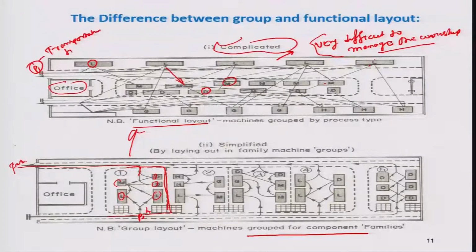Transportation time of parts in a workshop is higher. Okay, here parts are fabricated in a very simplified manner. Okay, so I am giving you one example. Suppose that we have a 3-part family.